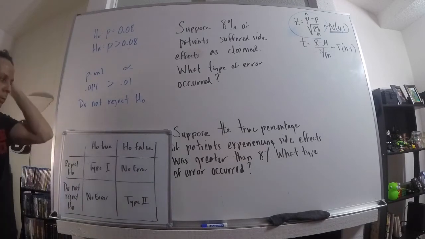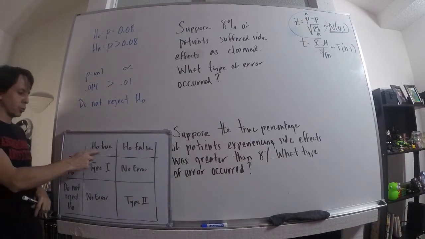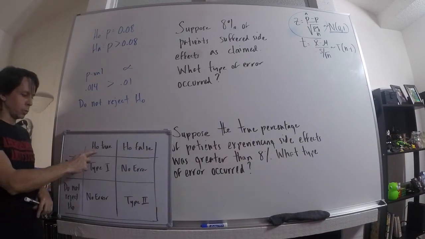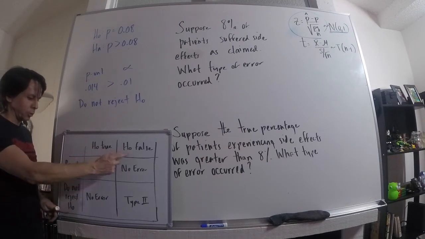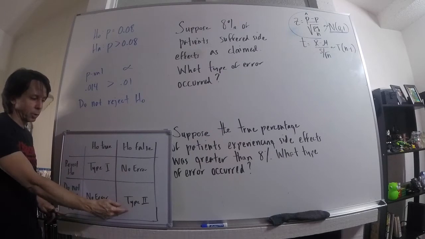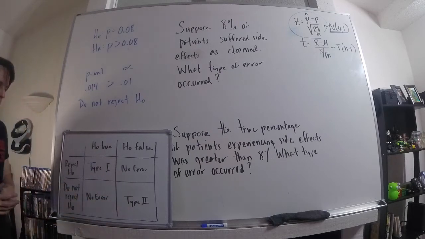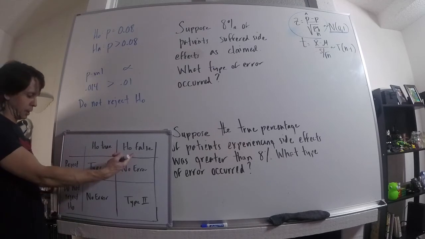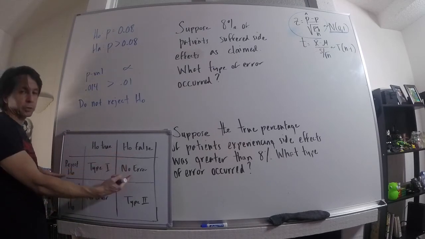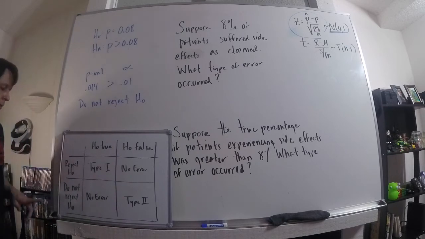And you've got a table. If H0 was true and you rejected, you made a type 1 error. If H0 was false and you did not reject, you should have rejected but you didn't, so you made a type 2 error. But there are scenarios where you made the correct decision. If H0 was false, the company was lying, and you rejected their claim, you made the correct decision. You called them out correctly.